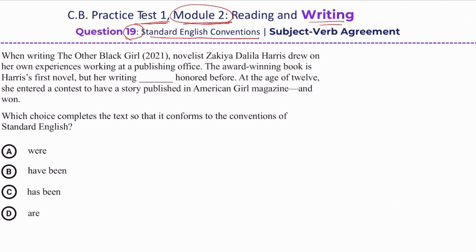Okay, so this specific concept from the category of standard English conventions is subject-verb agreement. So you'll see that here. Okay, so hopefully that's clear to all of you. It should be, at least. Okay, so if we take a look at this passage.